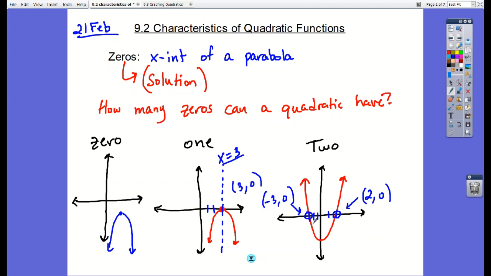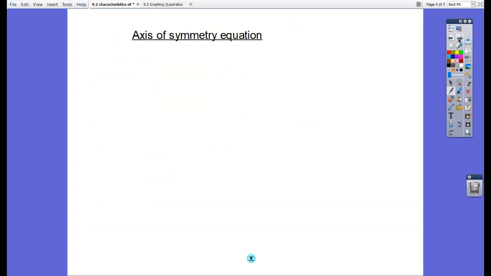So we're just going to take the average of the zeros, that's one way. The other way is called an axis of symmetry equation. So I want you guys to have in mind our general form, right? The general form is ax squared plus bx plus c. This is a reminder. Remember, this is the general form. This has nothing to do with our axis of symmetry, but we're going to refer to it.